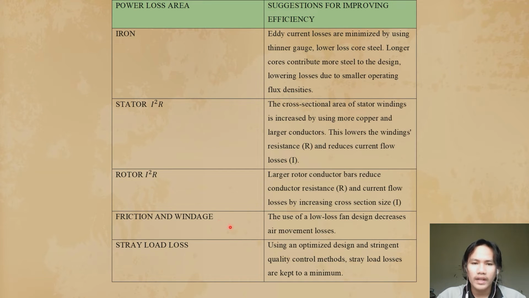And for friction and windage, the use of low loss fan designs can decrease the air movement losses and can improve the efficiency of the motor. And for stray load loss, we can improve the efficiency by using an optimized design and strict quality control methods, and stray load losses can be kept to a minimum.